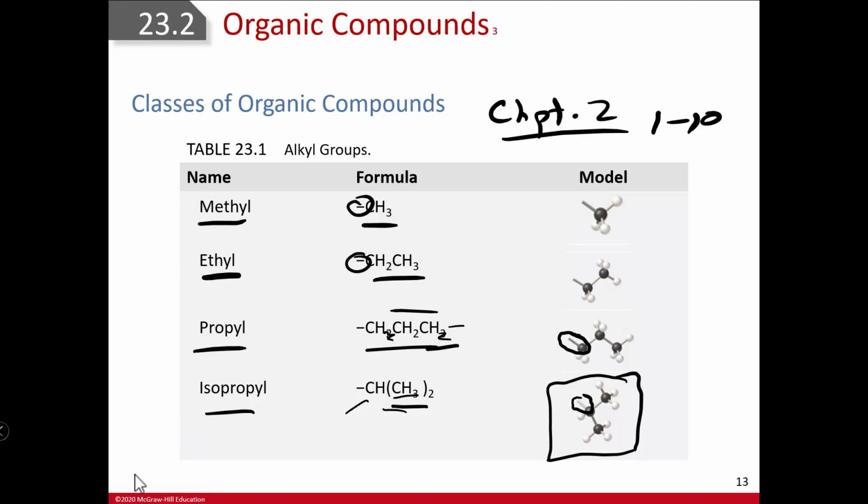So these are called alkyl groups. Make sure you can speak the language here. These are called alkyl groups. Carbon, hydrogen based groups that we will bond to a carbon chain.